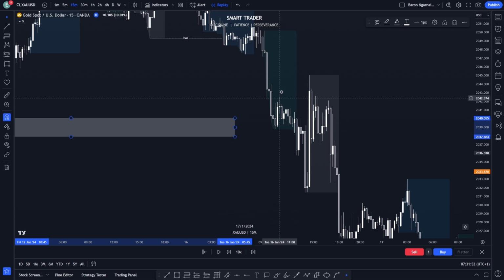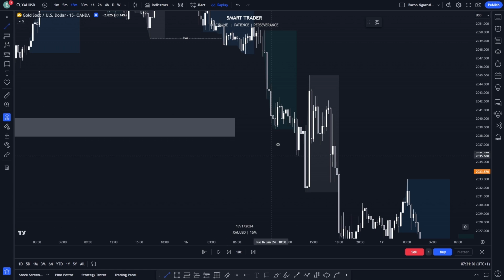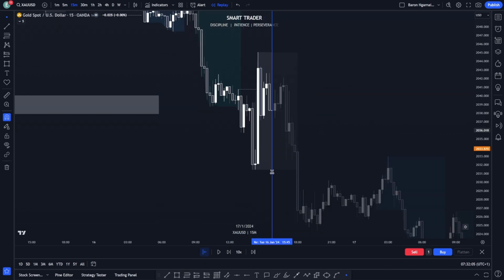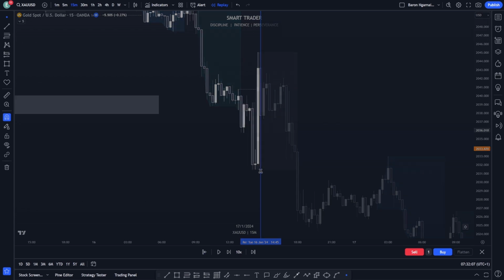Okay, so here the market has pushed higher and took out this inducement here. So this is our valid inducement here. We could have taken a trade here. Let me use bar replay so that you can understand it clearly.